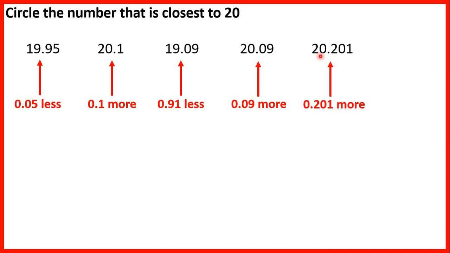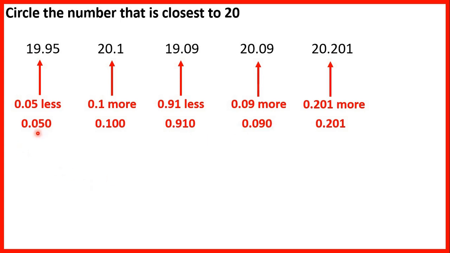0.201 more than 20. So we need to work out which of these numbers is smallest, because that will give us the number that's closest to 20. Remember, it's easier to compare decimals if we write zeros on the end, so that all of the numbers we're looking at have the same number of decimal places. So because this number here has 3 decimal places, I've put zeros on the end of these numbers so that they all have 3 decimal places.